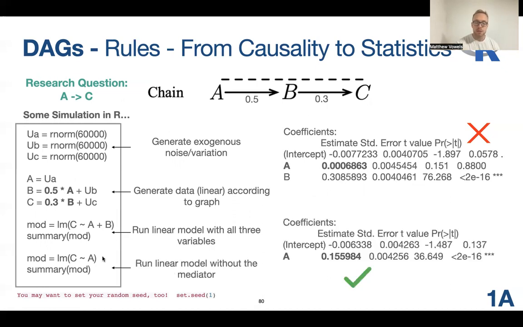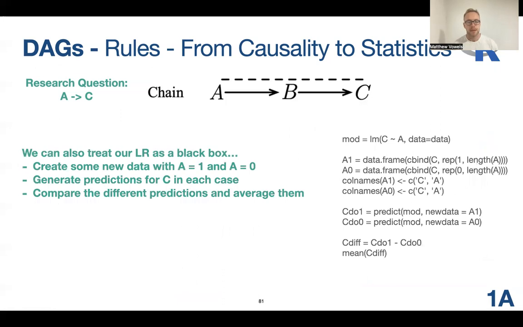Now, in contrast, if we don't condition on B and we just include A here, what we find is that we get an estimate that is correct, 0.156, which is the correct total effect of A on C, 0.5 times 0.3. So here we ran the linear model with all three variables, and here we ran it again without the mediator included.